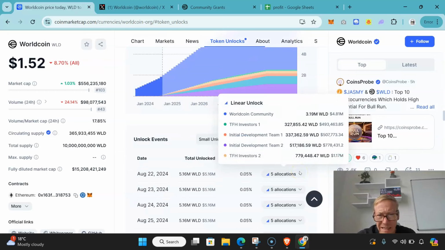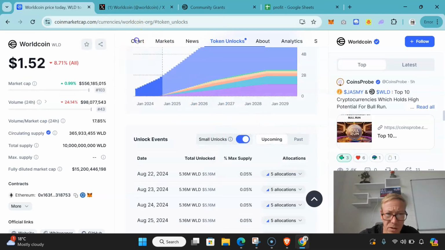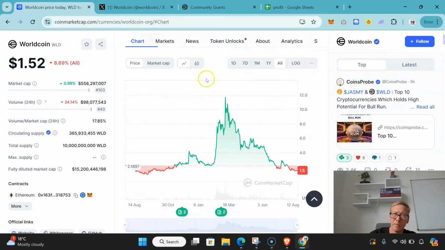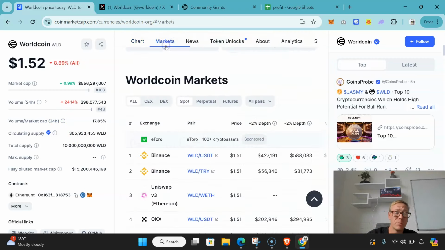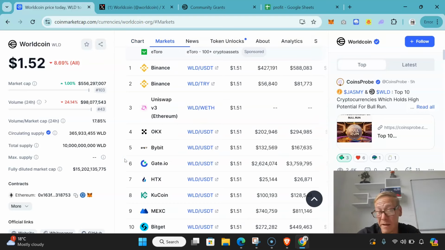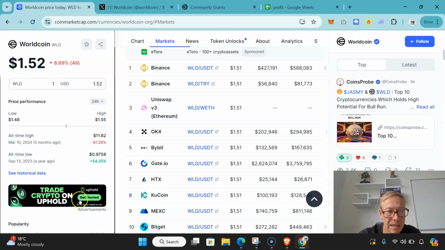The only people that are really getting the Worldcoin are investors, initial development teams, and the Worldcoin community gets the majority. So again, it doesn't feel like there's going to be a huge price dump as a result of token unlocks. Price has dropped off quite dramatically, but there's definitely some hope for anyone that's a Worldcoin holder. I mean, they're not on Coinbase. I can't really see a reason they won't land on Coinbase.